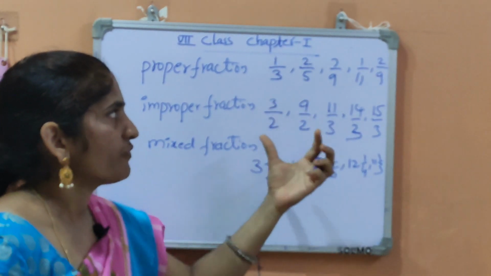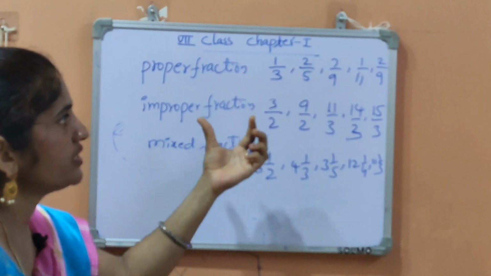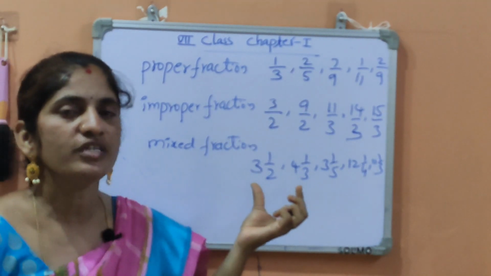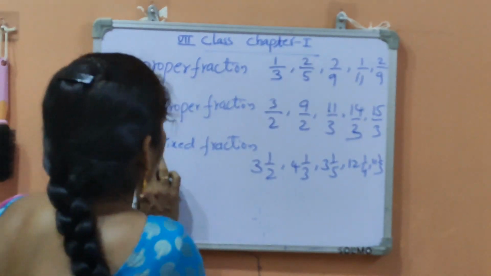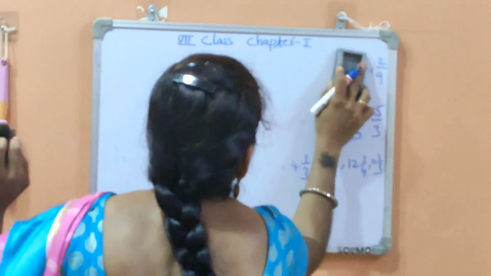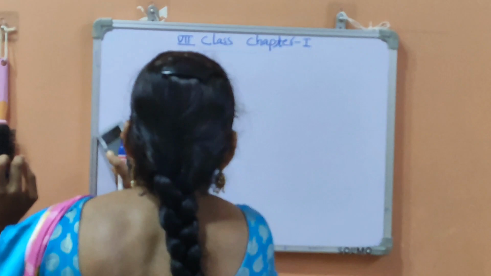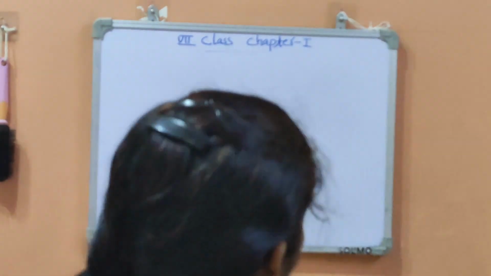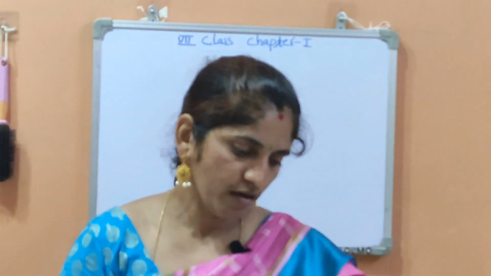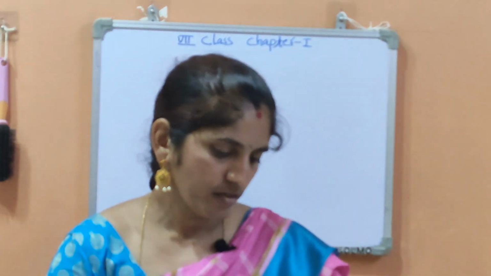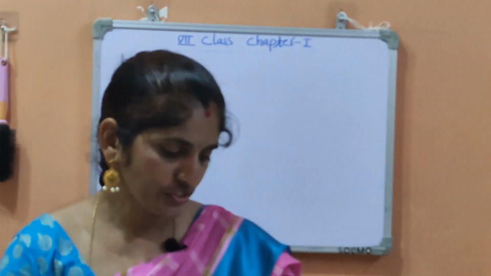So the question is, try this. The first question is, give 5 examples for each type. So this is the solution. And then coming to try this again, in a box they have given one question.